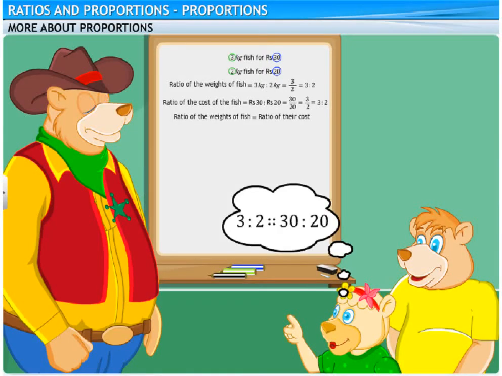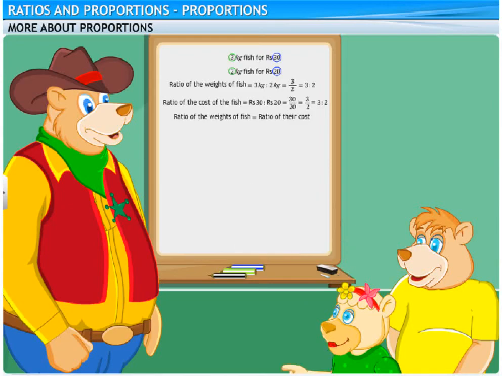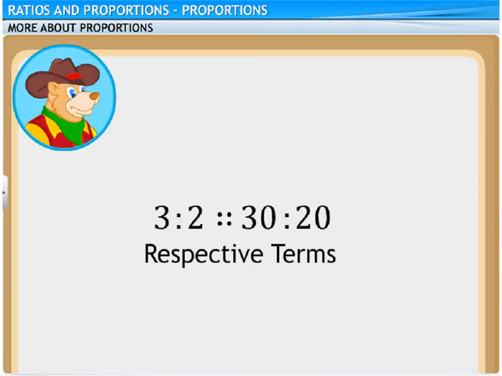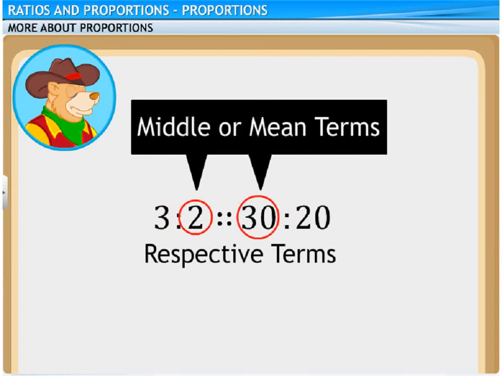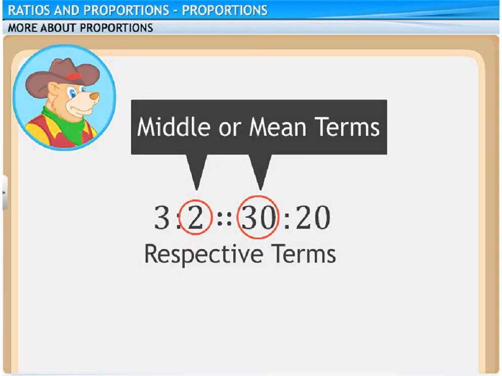And Dad, we read it as 3:2 as 30:20, isn't it? Absolutely. Wow! I never knew that we could use proportions this way. Now look closely. When four quantities that are in proportion are taken in an order, then they are called respective terms. The first and fourth terms are called extreme terms, and the second and third terms are called middle terms.